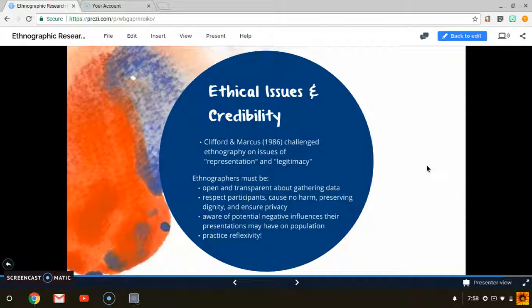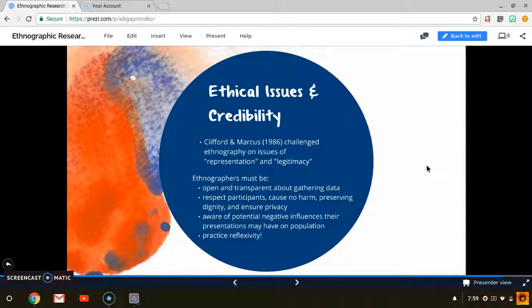Ethical issues and credibility. With all research, especially qualitative designs, there are ethical issues and concerns on the credibility when it comes to ethnographic research. When ethnography was becoming a more widely used form of research, Clifford and Marcus in 1986 challenged ethnography on issues of representation and legitimacy. Therefore, ethnographers must be open and transparent about gathering data, which is why the reporting of data must be done with great detail.